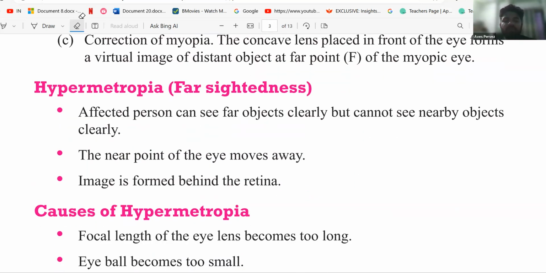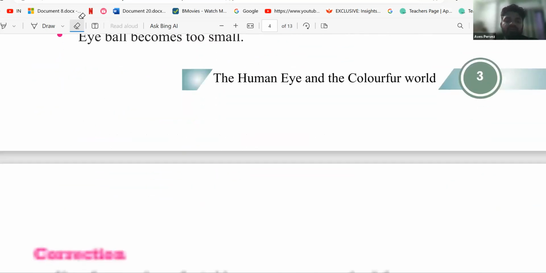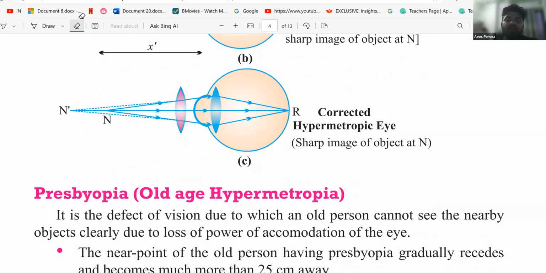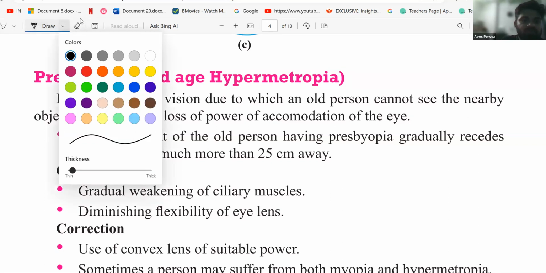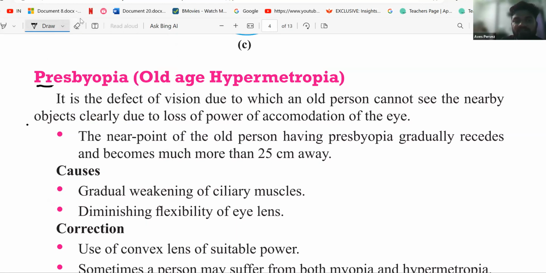Then we have discussed hypermetropia, its causes, which we have written, and its correction. Now talking about presbyopia: it is another type of defect that generally occurs at old age, and it is called old age hypermetropia. In this, the person can neither see nearby objects nor distant objects clearly. So it has both myopic as well as hypermetropic features. This is called presbyopia.